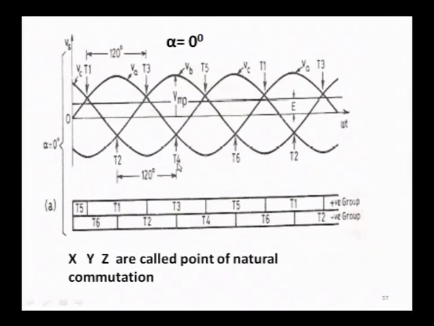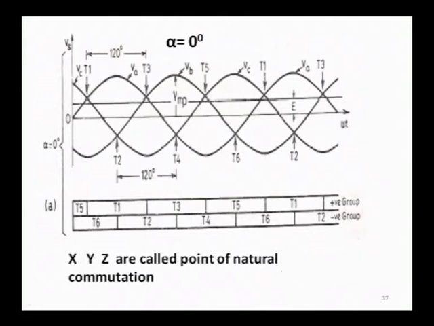So why 120? You know why they are displaced by 120 degree phase displacement. X, Y, Z are called points of natural commutation. Incoming thyristors and outgoing thyristors are a very common feature in controlled rectifiers. Now X, Y, Z are P, Q, R, and they are called points of natural commutation, because the moment you trigger T1 and T2, the previous ones should be commutated.